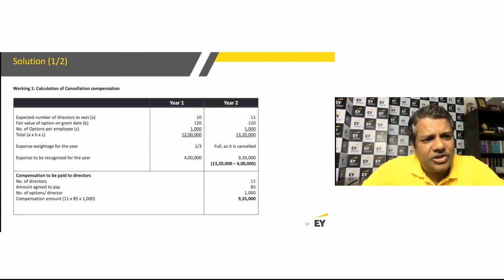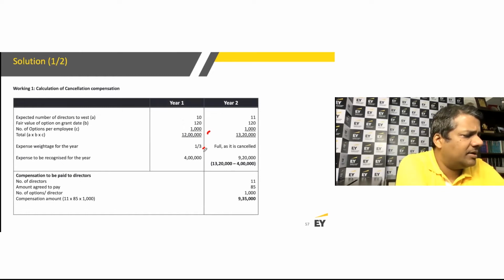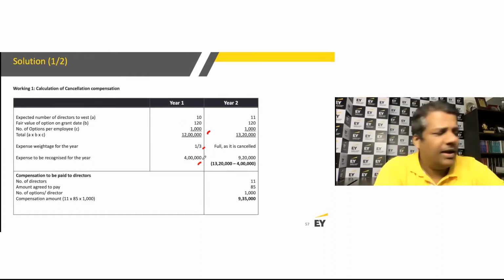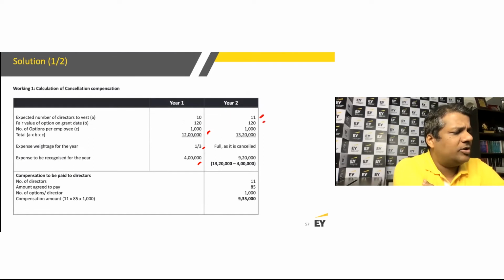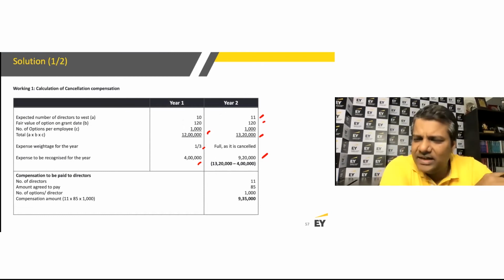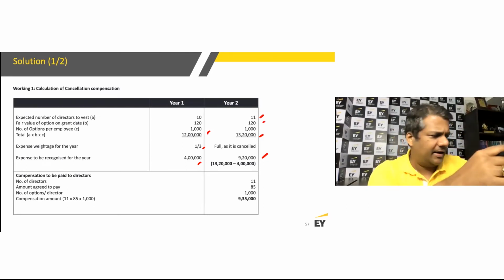Calculation of the compensation: expected number of directors to vest, 10, 120 was the fair value, 1000, so total was 12 lakh. Expense weightage for the year, 1/3, then 4 lakh is what I have recorded as a cost. Now I come to year 2, right? Now year 2 actually was 11, 120, the 13,20,000 in full as it is cancelled. So 13,20,000 minus 4 lakh, 9,20,000 is the remaining cost I need to record immediately. Okay, that's the principle. If it is cancelled, it is assumed that all of this is vested, and you have to record the cost immediately.